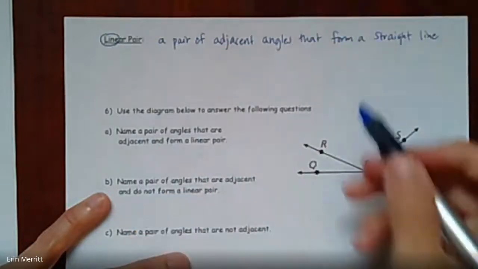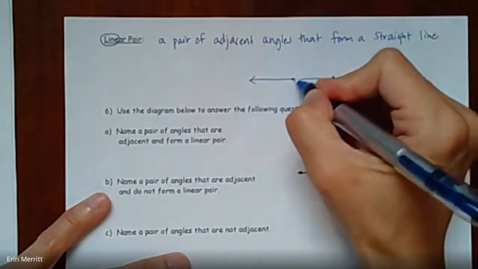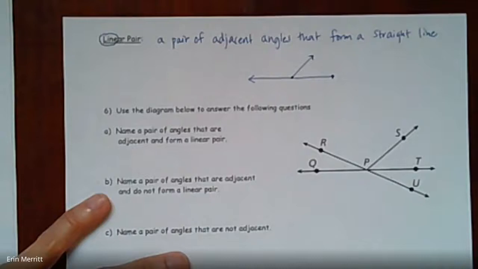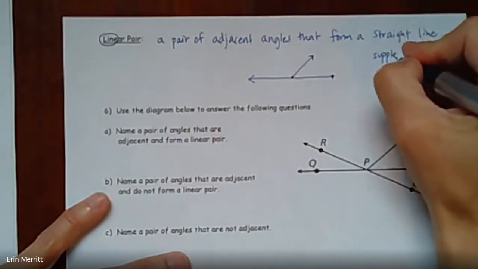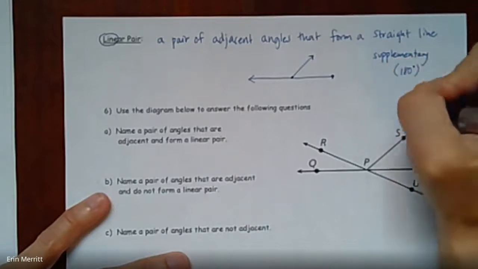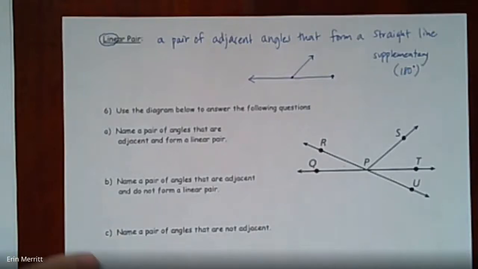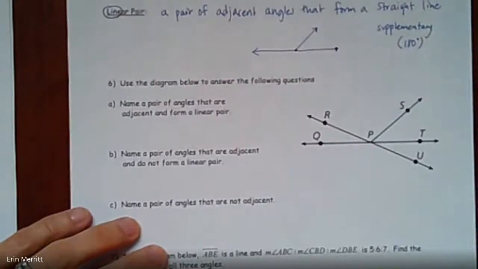And so it helps sometimes to have a little drawing here. So think of 2 angles that form a straight line together. Would look something like this, which means they also have to be supplementary, meaning they add up to 180. So let's use this number 6, and that'll be our last example that we do here in the notes together.